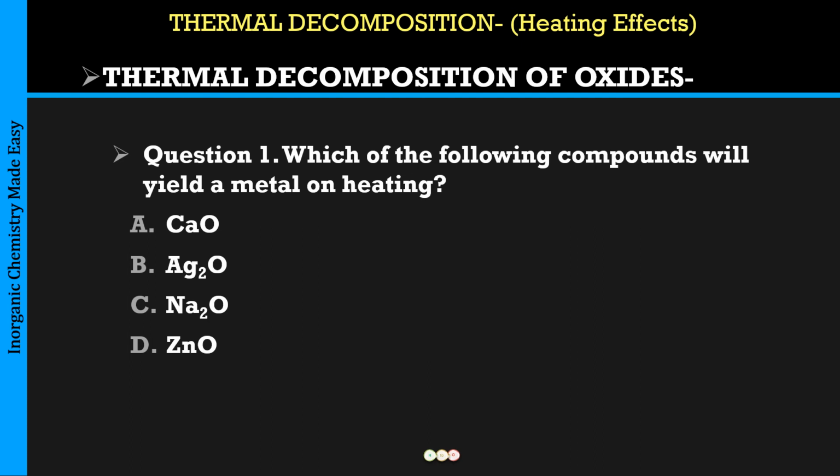I hope you all have found it. The correct option is going to be silver oxide. We have calcium to be a class 2 metal, silver to be a class 3 metal, sodium to be a class 1 metal, and zinc to be a class 2 metal. Class 1 and class 2 oxides are not going to give us a product on decomposition. It is only for class 3 metal oxides that we will be getting a metal on heating. It is silver and mercury oxides which will give us silver and mercury respectively on heating. So the correct option is going to be B choice.